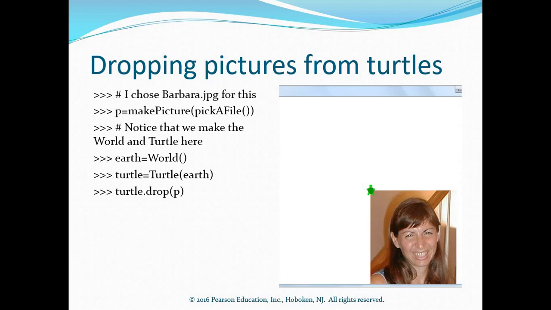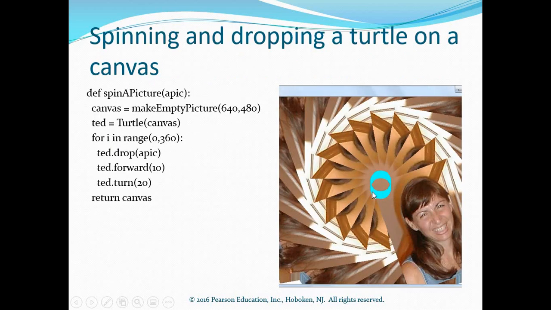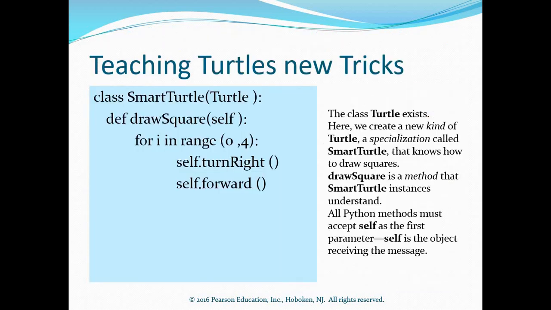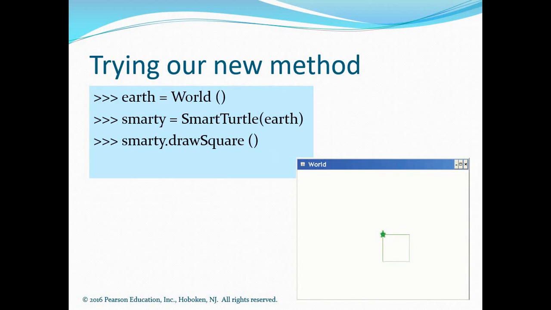As you can see here, we can even add a turtle into a picture. Notice our turtle. We are spinning our picture here and creating a turtle Ted. Here, our turtle draws a square for us because we asked him to. Here is a visual of the square our turtle made us.